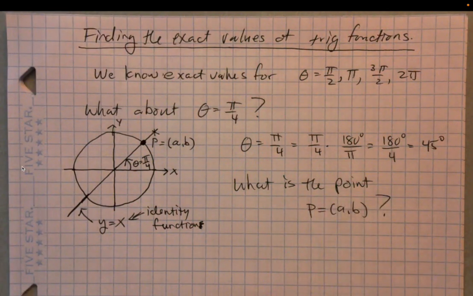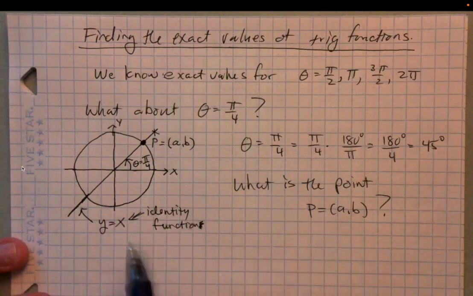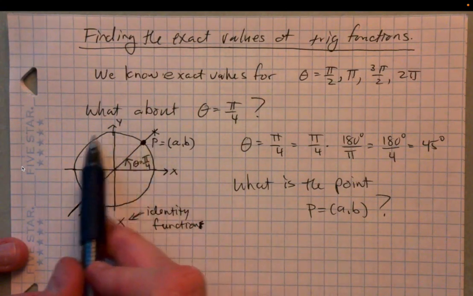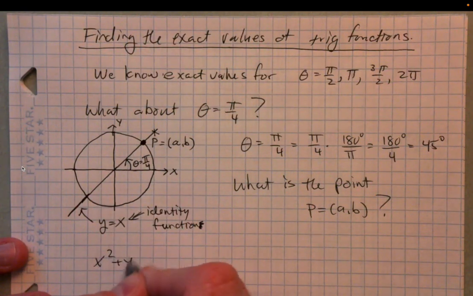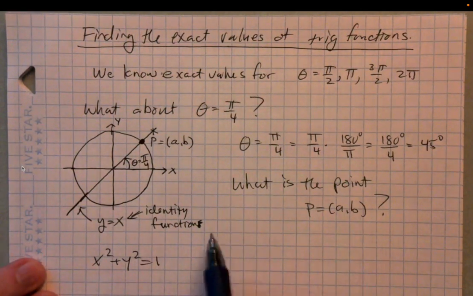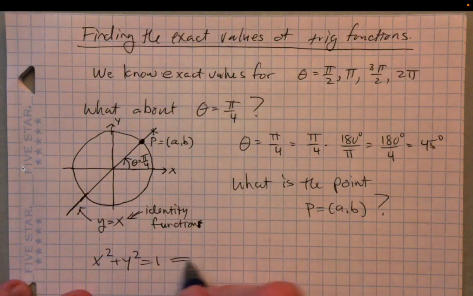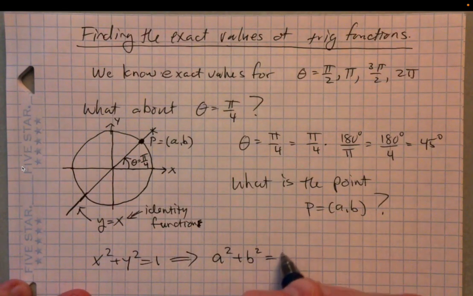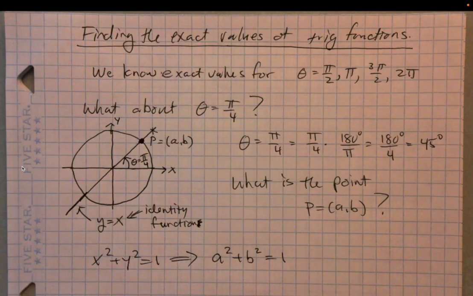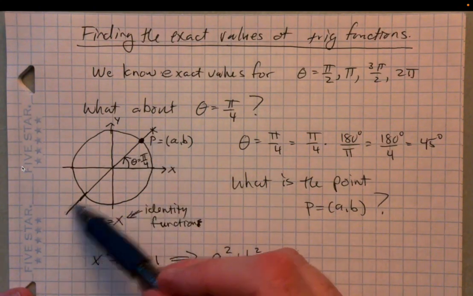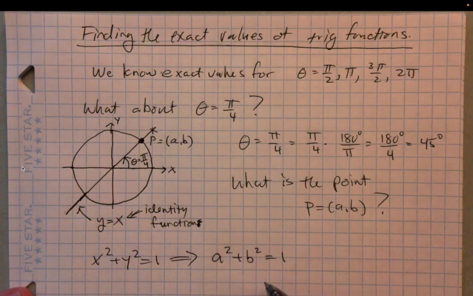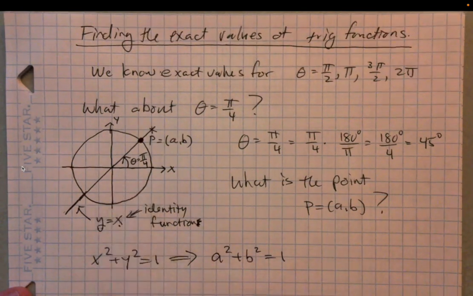What is that point? Well, let's just use what we know. We know that the unit circle has an equation, x squared plus y squared equals 1. We want to know what A and B are on this unit circle, so we can say A squared plus B squared equals 1. Now, whatever A and B are, because it's on the line y equals x, we know that A and B are the same. If I plug in an A for x, I get out an A for y. So whatever x happens to be, y is the same thing.